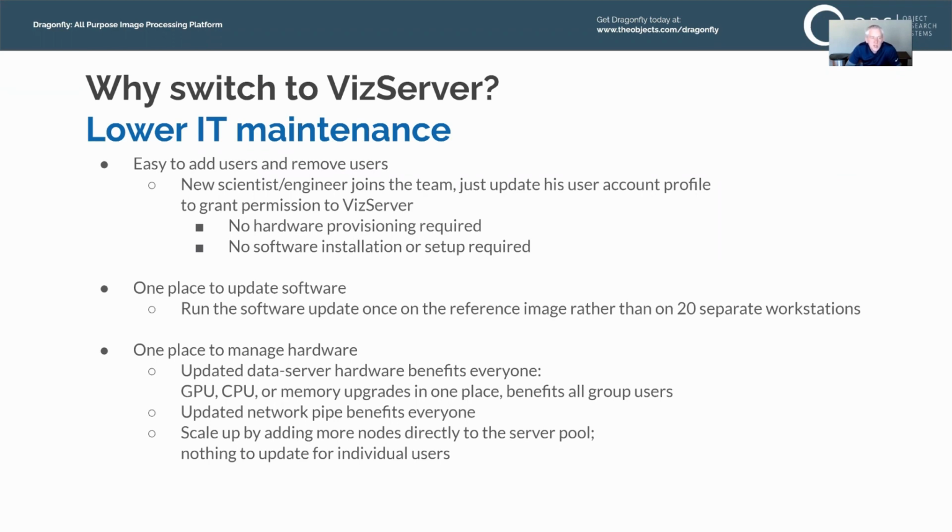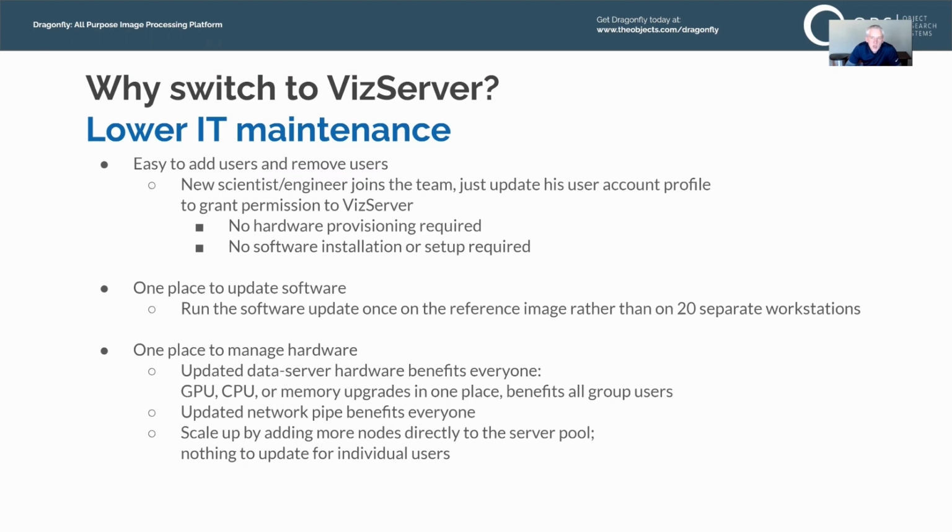It means the IT team only has one place to deal with software updates. They run the update once on a reference image rather than on dozens of different workstations. And it's one place to manage the hardware. So updated data server hardware is going to benefit everyone. When they do CPU and GPU and memory upgrades in one place, it benefits the whole group of users. And anytime they do network maintenance or update the network pipe, it's going to benefit everyone.